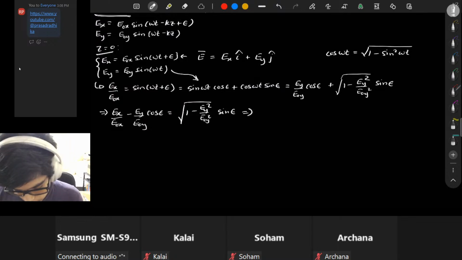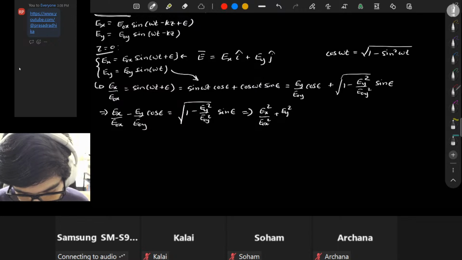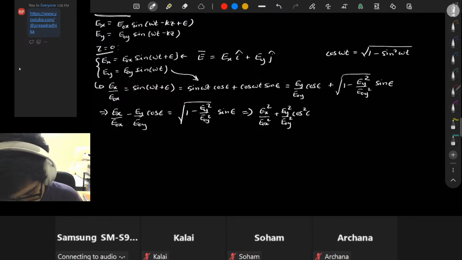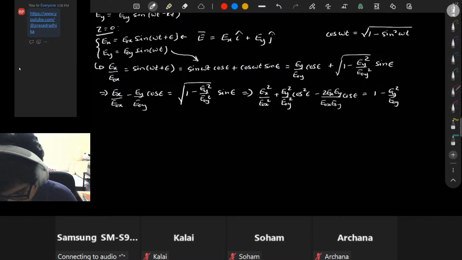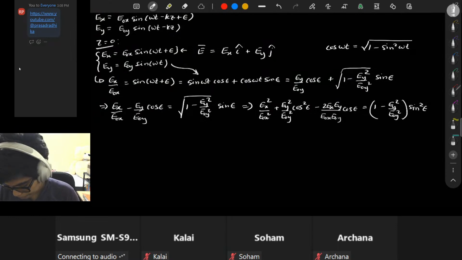So we will square both the sides to give us Ex squared over E naught x squared plus Ey squared over E naught y squared cos squared epsilon minus 2 Ex Ey over E naught x E naught y cos epsilon. This is equal to squaring the right hand side: 1 minus Ey squared over E naught y squared, times sine squared epsilon. Okay. So further, I can rearrange this by combining these terms.